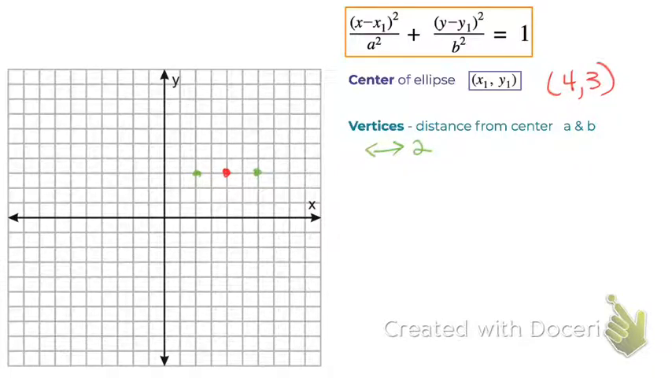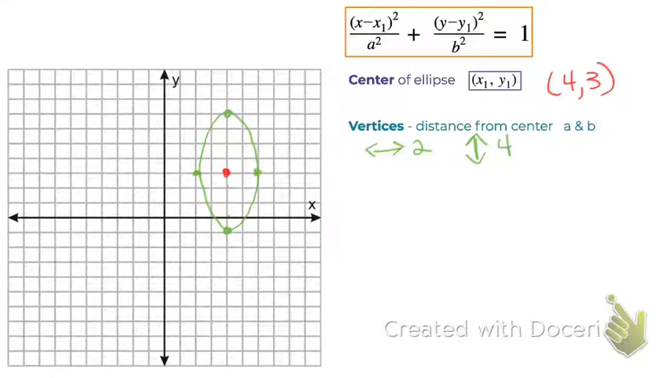And it goes up 4 and down 4. So these green dots I drew, those are called vertices. It's where it curves around and goes the other direction.